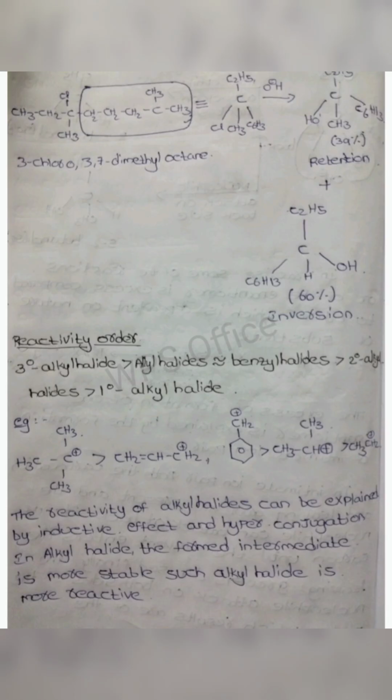The given diagram at the top also shows that for 3-chloro-3,7-dimethyloctane, retention is 39% and inversion is 60%. Coming to the next point, the reactivity order: tertiary alkyl halides are greater than allyl halides and benzyl halides, which are greater than secondary alkyl halides, which are greater than primary alkyl halides. This can be seen with the example given below.